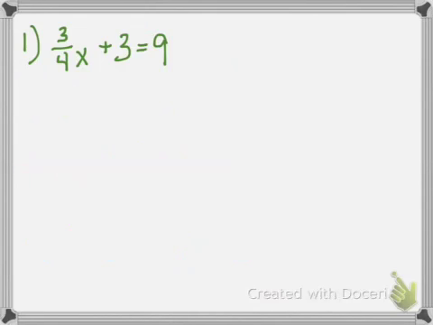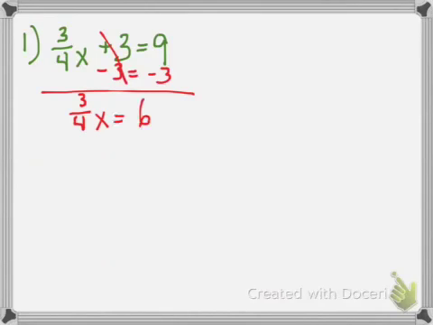So let's see how you did with the first one. 3/4 x plus 3 is equal to 9. So first I know I have to get rid of my constant by using inverse operations, so I'll subtract 3 from both sides. So on my left side I'm left with 3/4 x is equal to 9 minus 3, I know is 6. So now I have 3/4 x is equal to 6.